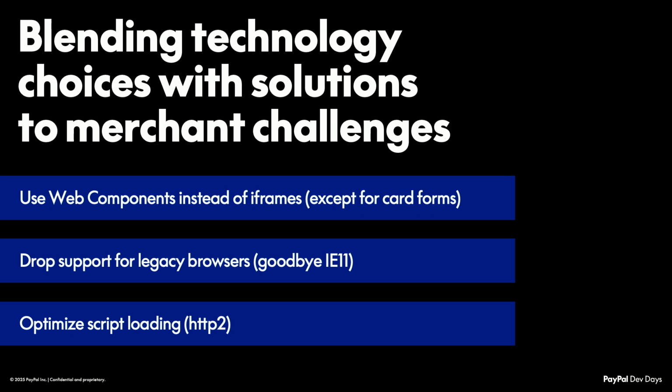The last point I wanted to make is around script loading. In the V5 SDK, for those of you that have used it before, you have to add query string parameters to that SDK script. It's kind of weird. It's unusual, but there's a good reason for that. Those query string parameters, for example, there's a components key, and you pass in the value of the components you want, like buttons and card forms.